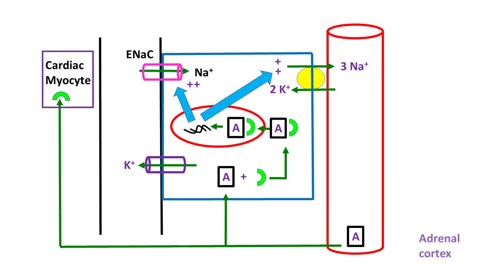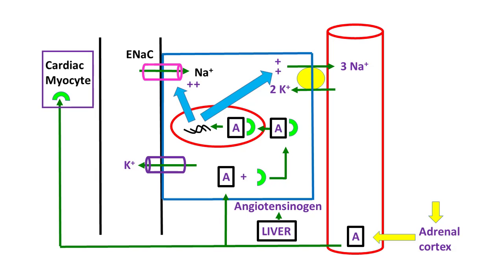Right, so all of this began when the zona glomerulosa of the adrenal cortex began secreting aldosterone. But from where does the cortex get the instructions to release aldosterone? Well, to understand this, we need to remember that the liver produces a very inactive product known as angiotensinogen, and as long as nothing happens, angiotensinogen remains in the plasma and does nothing.